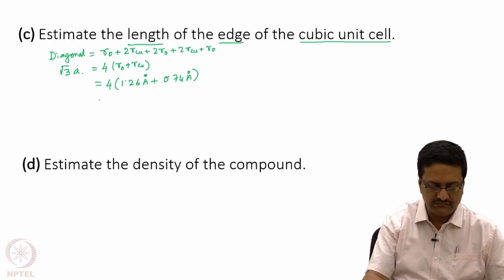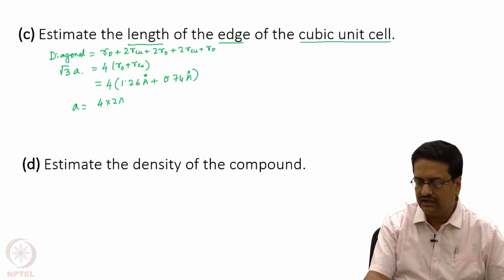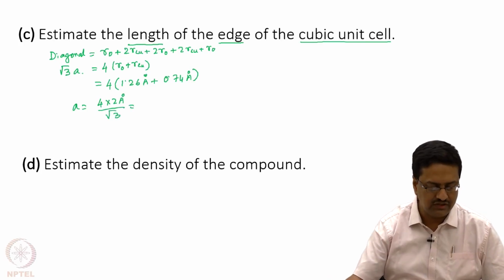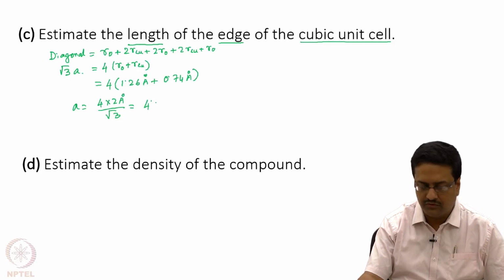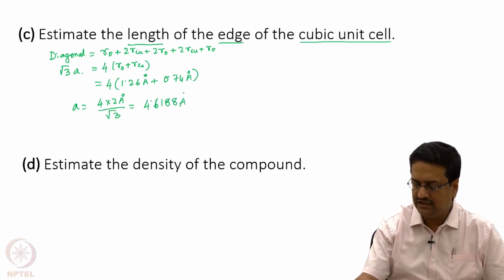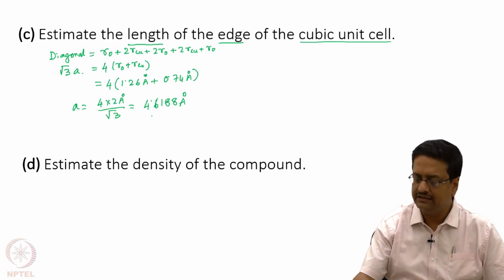So which means a is equal to 4 into 2 angstrom by root 3, which is equal to 4.6188 angstroms, the edge length.